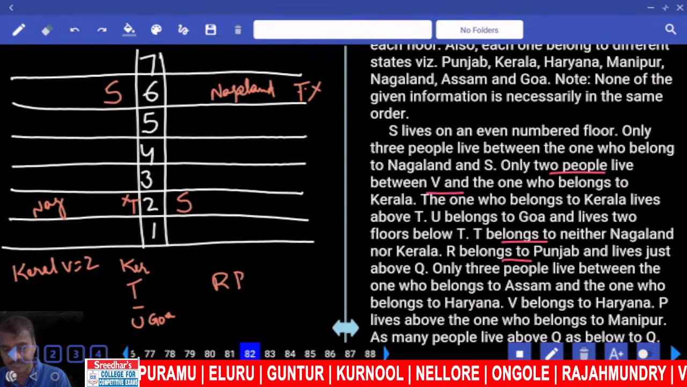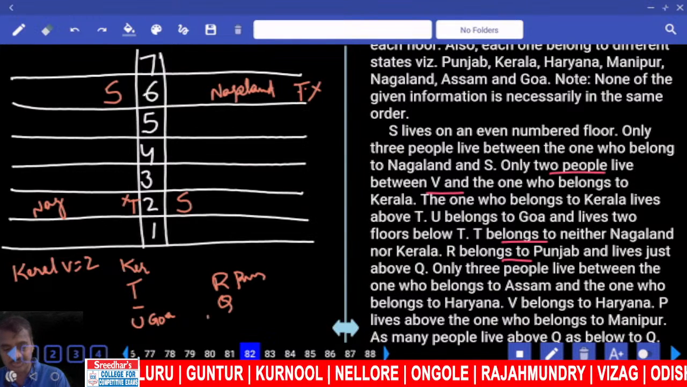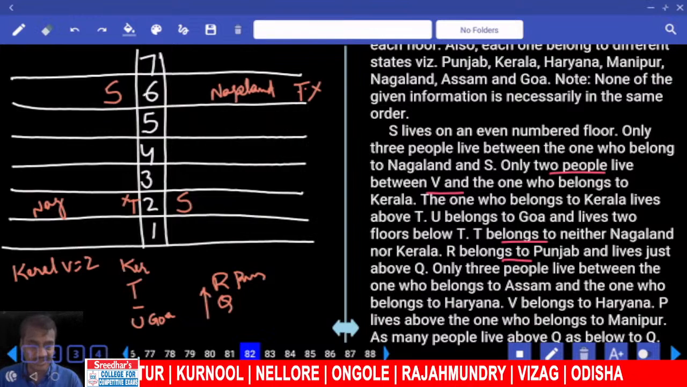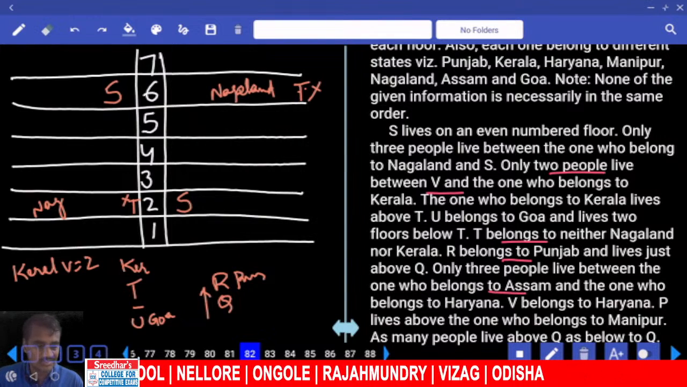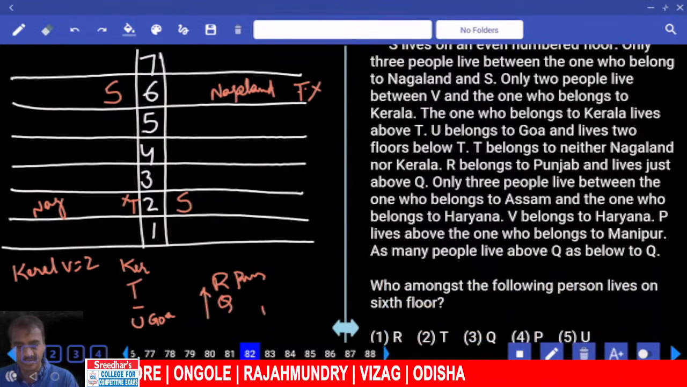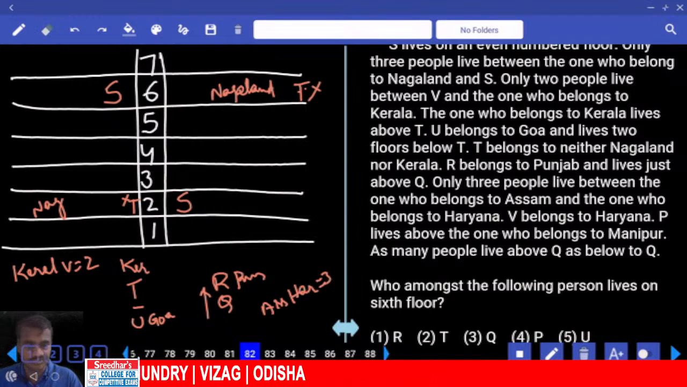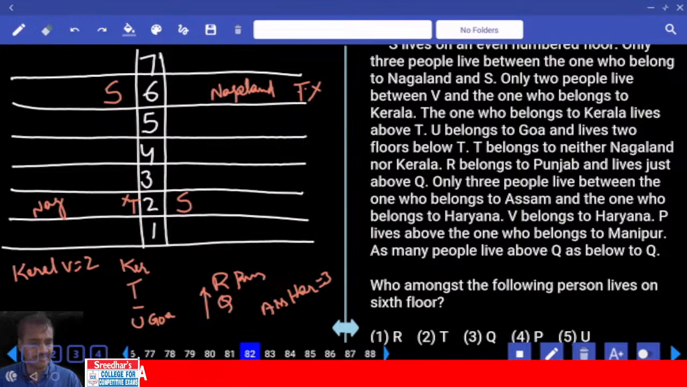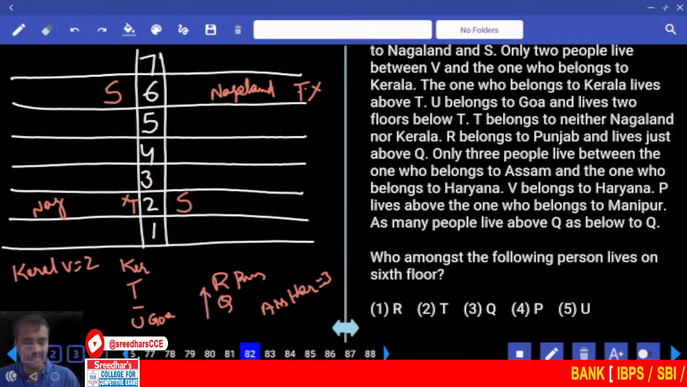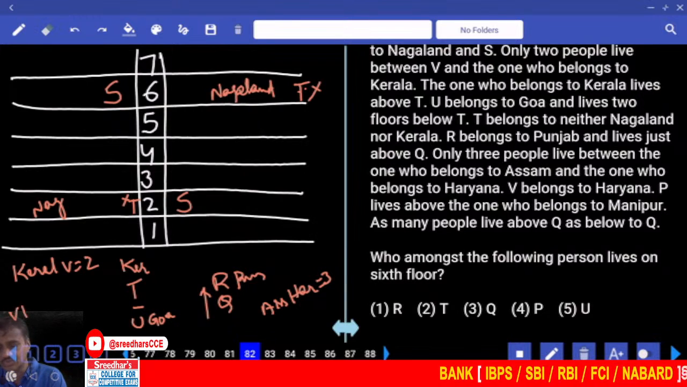R is Punjab, and this person lives just above Q, so R and Q are together. And there are only 3 persons who live between Assam and the one from Haryana. Between Assam and Haryana, how many people? There are exactly 3 people. And R belongs to Punjab. V belongs to Haryana.